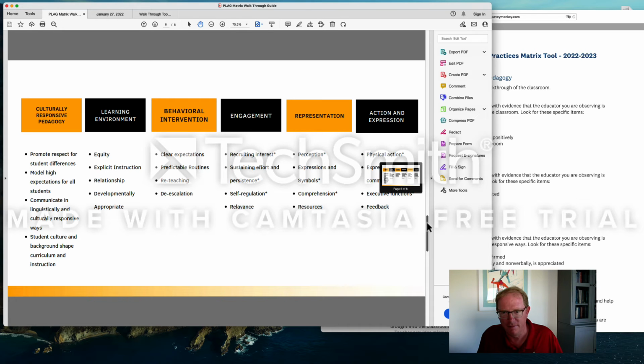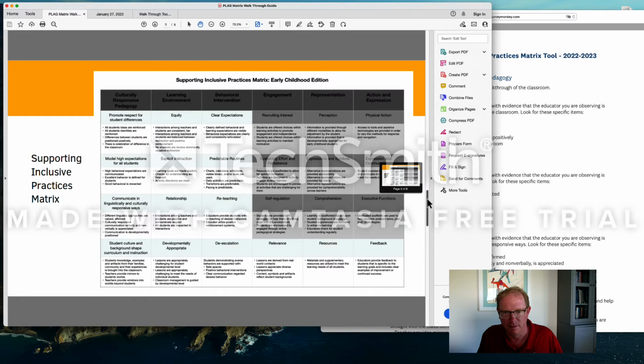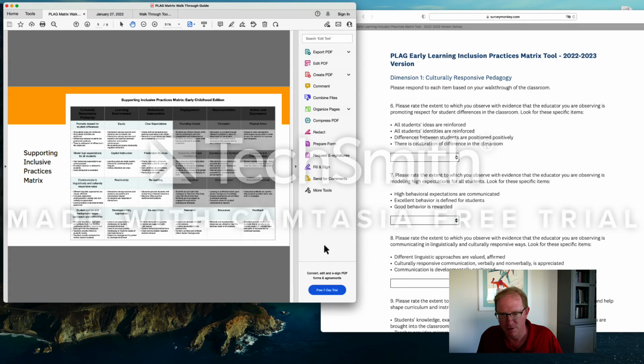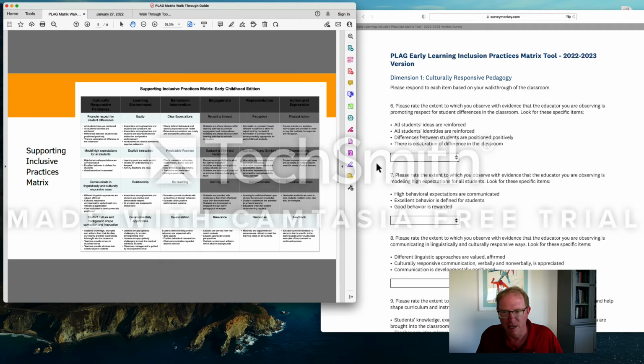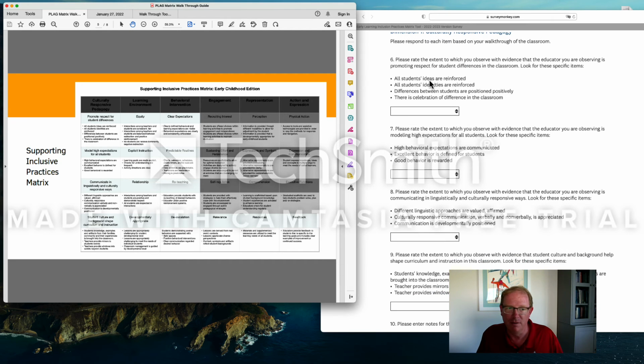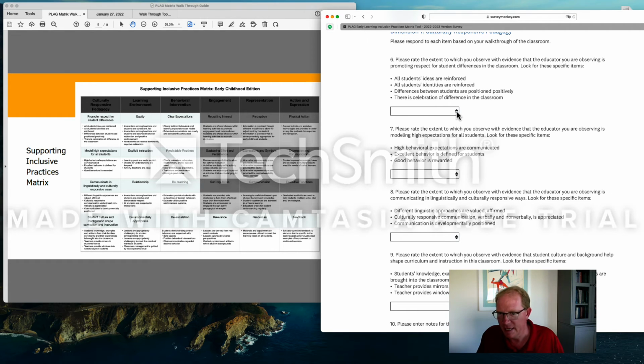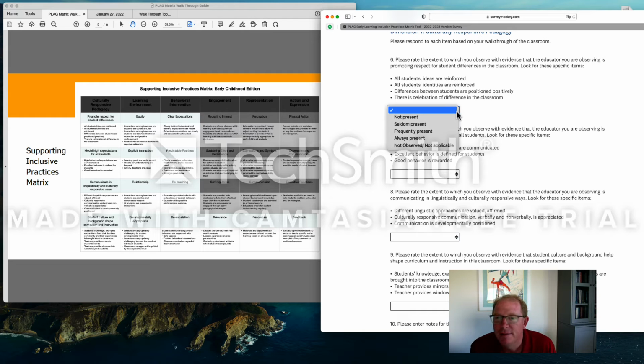Dimension 1 from the matrix is culturally responsive pedagogy. Let's see if I can get rid of some of the stuff on my screen. Culturally responsive pedagogy, and you see that it is represented then by questions 6, 7, 8, and 9 in terms of those very promoting respect for student differences. That's question number 6. Question number 7, modeling high expectations for all students, and we have the little look-fors articulated. And then you're just saying, is this present from not at all to always present? Or is this not applicable?